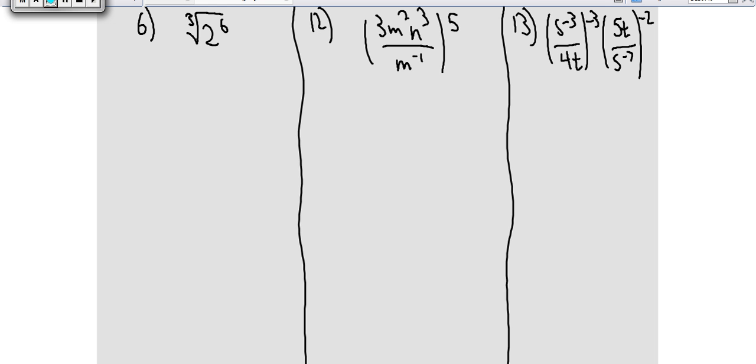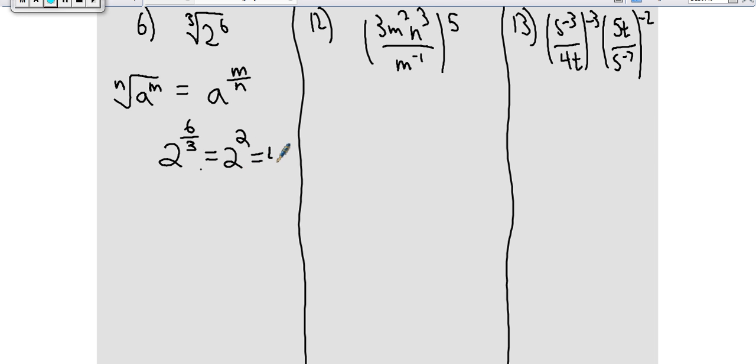I think 6 is actually pretty simple if you remember or have the rule written down for your roots. If you have, for instance, a to the power of m to the root n, you can rewrite this as a to the power of m over n. In which case, if I have 2 to the power of 6 root 3, I can rewrite this easily by saying 2 to the power of 6 over 3. Now, if I simplify that fraction 6/3, I get 2 to the power of 2, which equals 4.